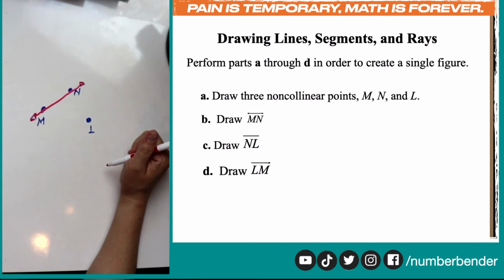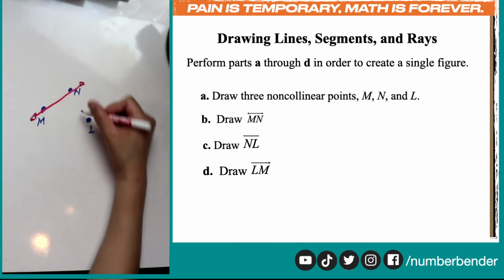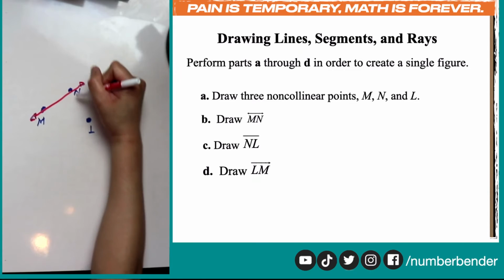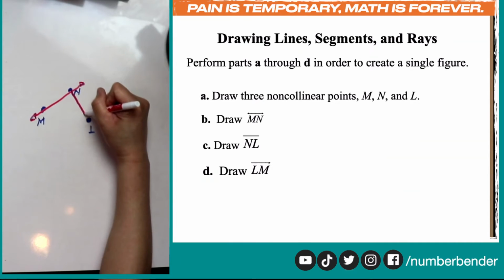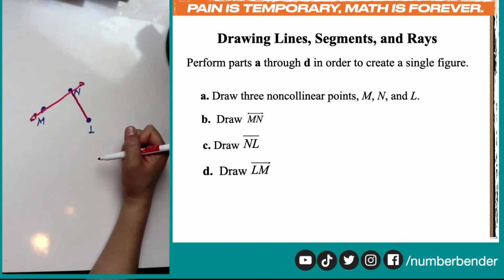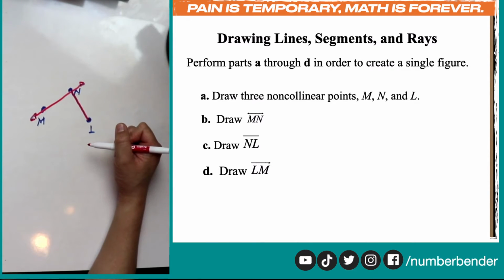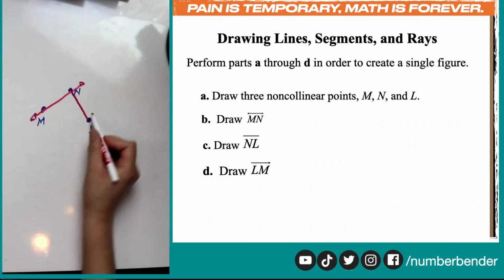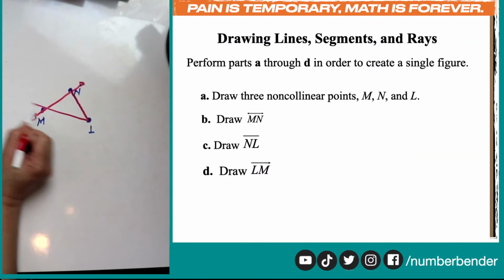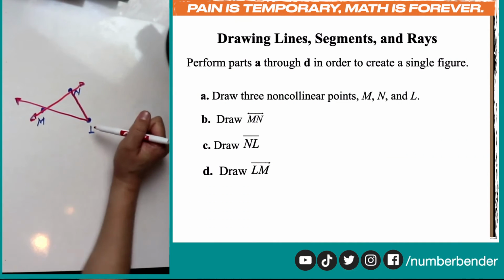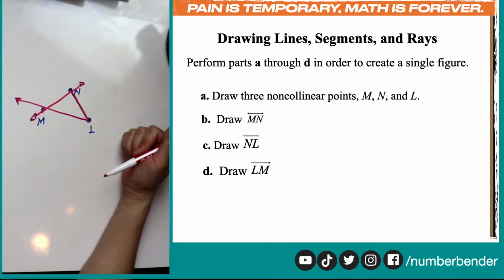And instruction number 3, we need to draw line segment NL, and line segment, meron siyang endpoint. So endpoint is si N at saka si L. So ito ngayon, line segment NL, and the last instruction is to draw ray LM. Yung endpoint natin would be L at yung ating arrow would be with M, kaya ito yung ating ray LM. So tingnan natin kung tama yung instruction na ginawa natin.